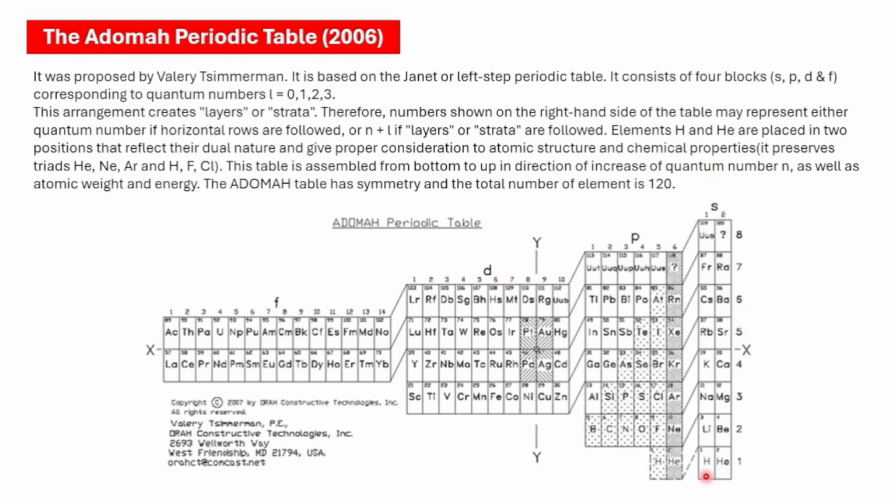So you have to start from here. You can see hydrogen and helium. Then you have to come to the P block elements. So it will be like hydrogen, helium, lithium, beryllium. Then you will come here: boron, carbon, nitrogen, oxygen, fluorine, neon.